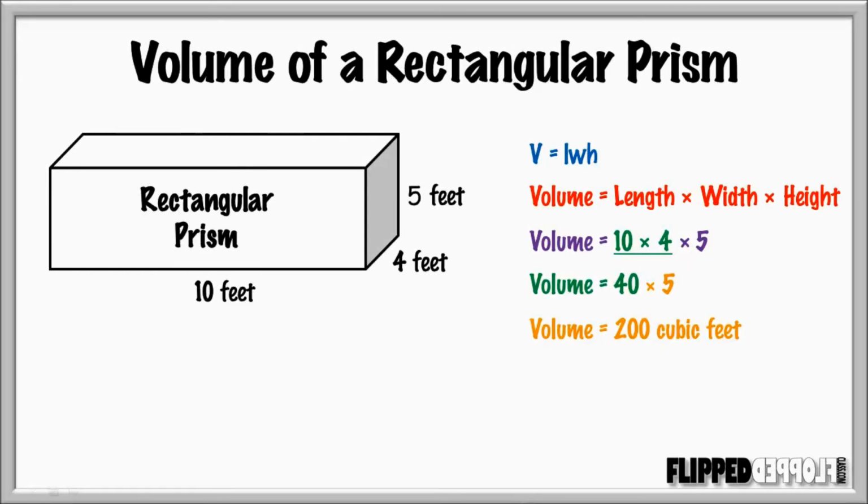You can keep your answer just like this, or you can write the abbreviated version just like I'm showing you below. And that's it guys, that's how you find the volume of a rectangular prism.